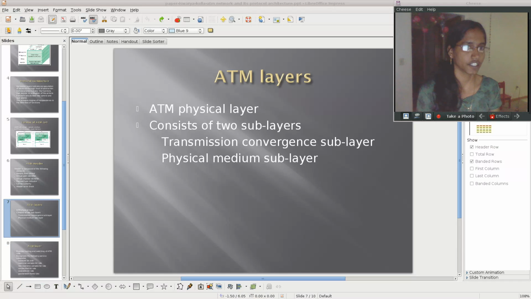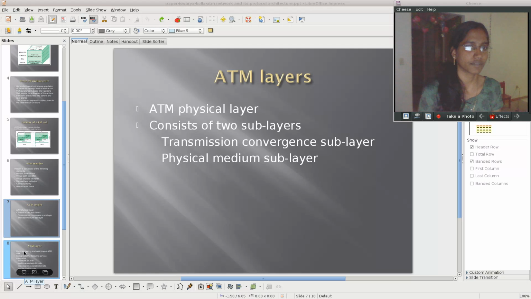And the physical medium sublayer: its function is associated with transmission of bits over a specific physical medium. Usually, the transmission medium is optical fiber. The next layer is the ATM layer. The main function of the ATM layer is routing and switching of ATM cells.